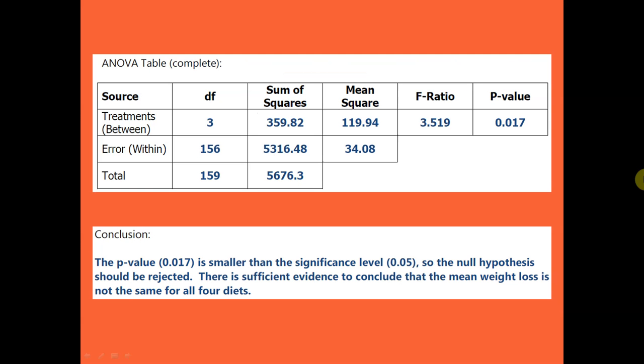There's a completed ANOVA table, and now we can put the conclusion together. The p-value is less than alpha, so the null hypothesis should be rejected, and that means there's sufficient evidence to conclude what's in the alternative. Here, that would be that the mean weight loss is not the same for all 4 diets.